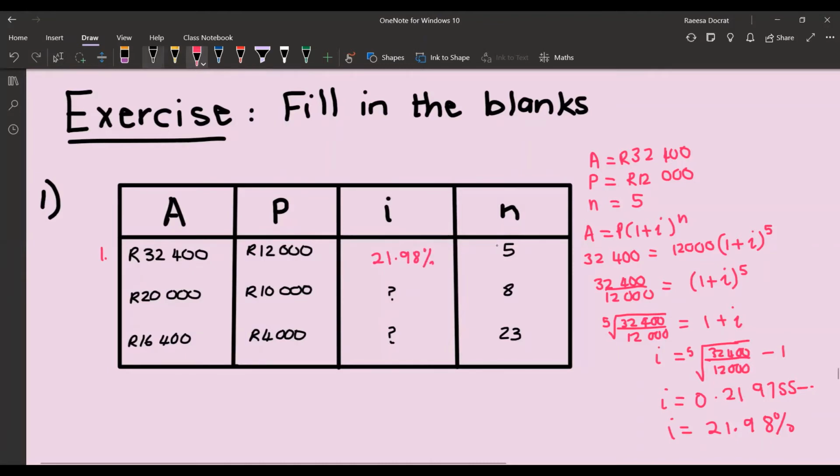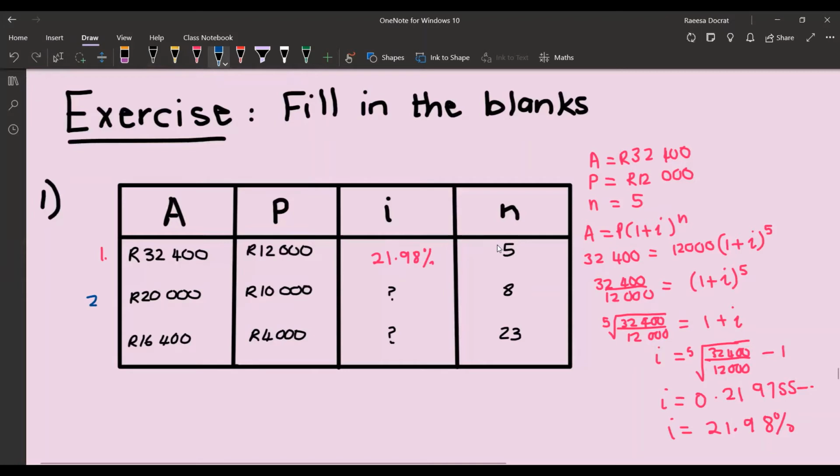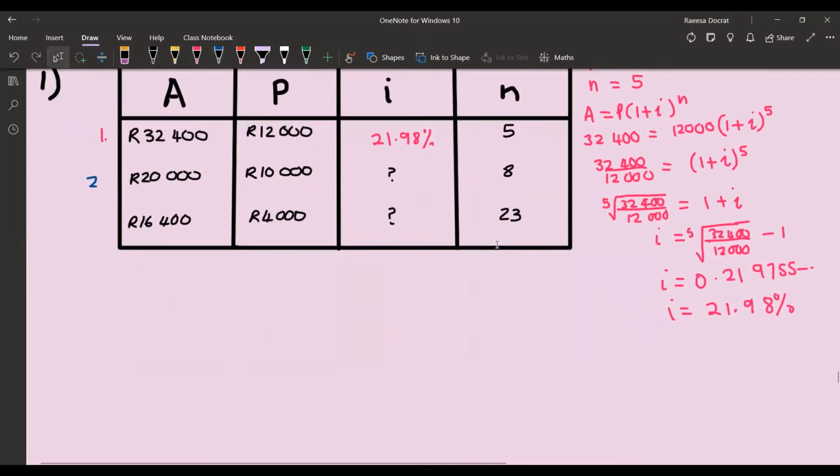Okay, let us have a look at the second one. So the second one, essentially, how long does it take to double? So again, we're going to start with the formula. A is equal to P(1 plus I) to the power of N. Substituting, A is 20,000 is equal to 10,000 times (1 plus I) to the power of 8. So what interest rate do we double our amount in 8 years?